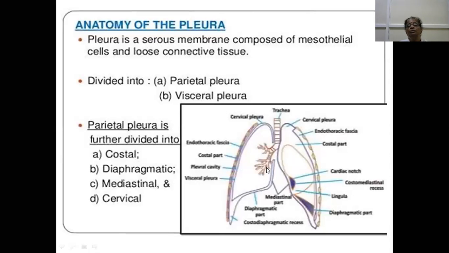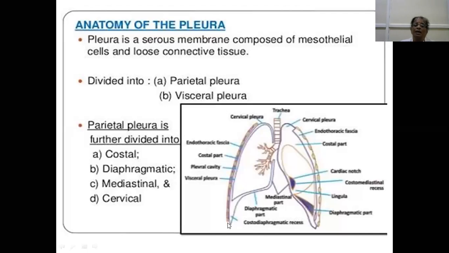As you all know, the lower margin of the lung is at the 6th space in the mid-clavicular line, the 8th in the mid-axillary line, and the 10th in the mid-scapular line. Whereas the lower part of the pleura is at the 8th in the mid-clavicular line, the 10th in the mid-axillary line, and the 12th in the mid-scapular line. So this space in the lower part, between the visceral pleura and the parietal pleura, is the costodiaphragmatic recess.